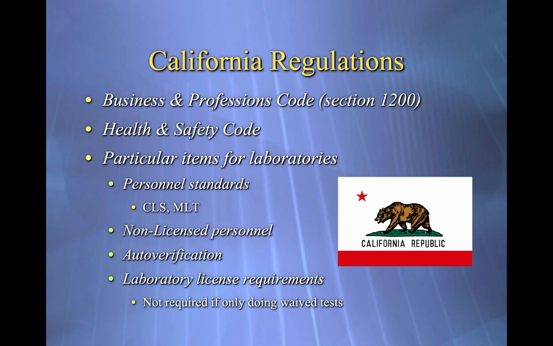So using a triple beam balance scale would be outside of the scope of practice for a non-licensed personnel. That would have to be performed by a licensed individual in a clinical lab. California does allow auto verification, which means if a result comes off an analyzer and it meets certain criteria, like it's in the normal range or it's not a critical value, then the system can auto verify that. It no longer is a requirement that every result be looked at by a CLS or an MLT before it goes out.